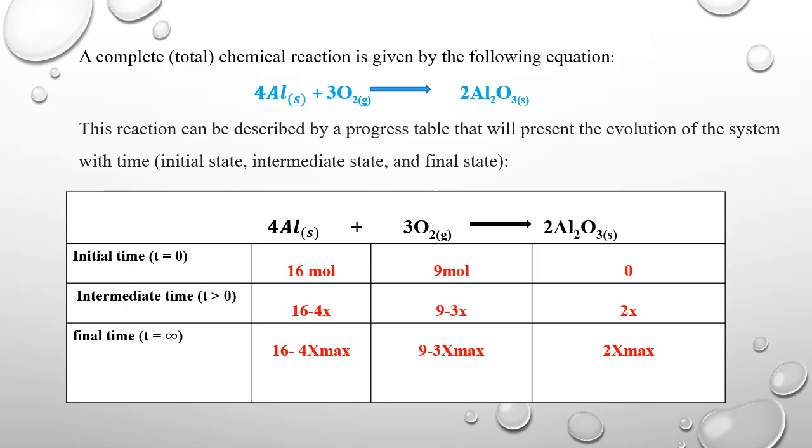and 0 plus 2x is simply 2x. At final time, or at time equal infinity, you have to add the index max after x. Observe the second line and the third line. 16 minus 4x below is 16 minus 4x max. 9 minus 3x below is 9 minus 3x max, and finally 2x max instead of 2x.